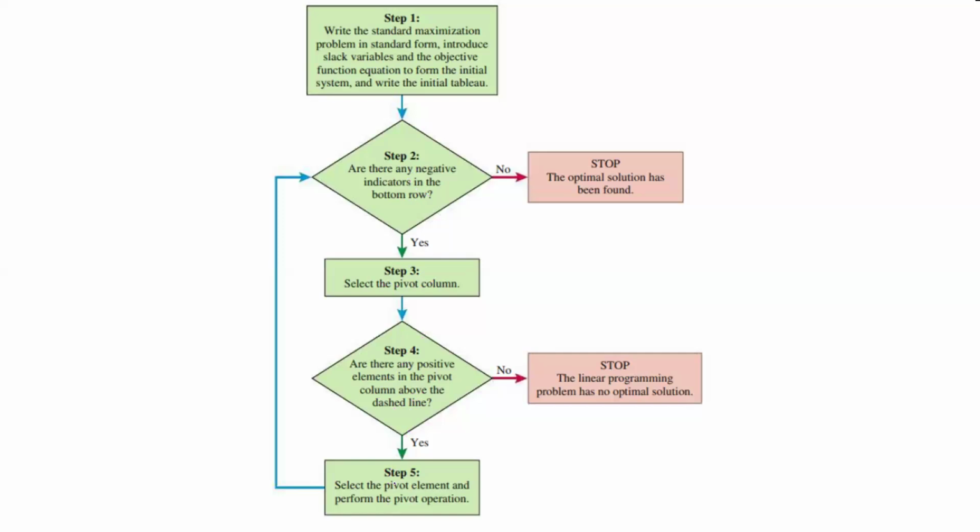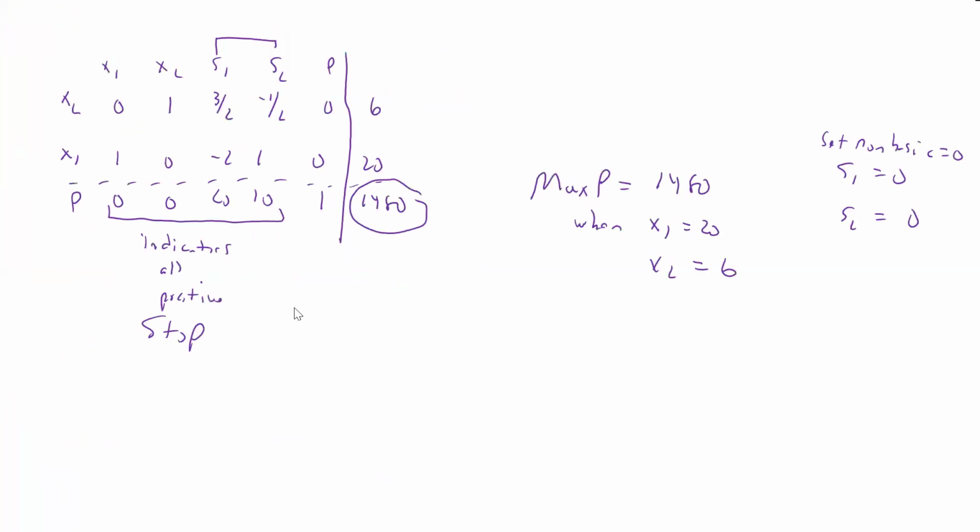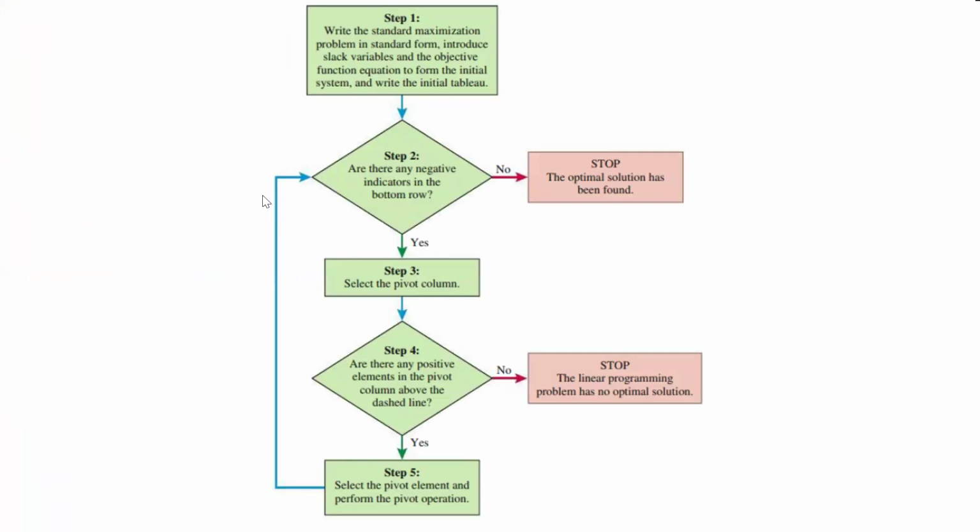So all what we did before, the pivot operation, we're going to do all those. We're going to make that a one, those zeros, and that's going to be our pivot operation where x2 comes in here, and then this one exits. And so that's kind of that pivot operation. So now we're going to come up here. Now, are there any negatives? Well, if no, then stop, the optimal solution has been found. But if yes, you go through this again.